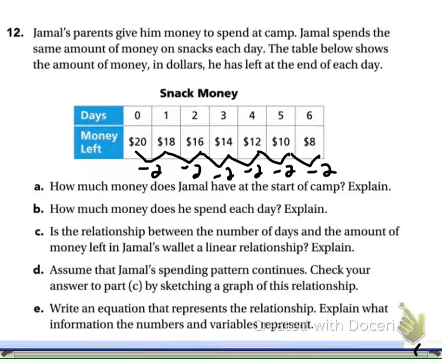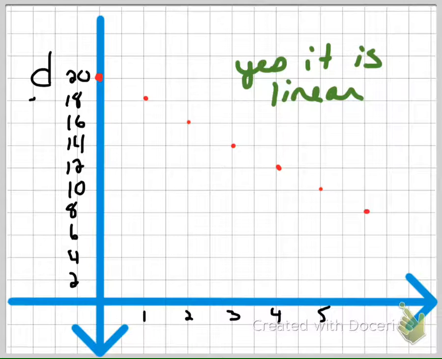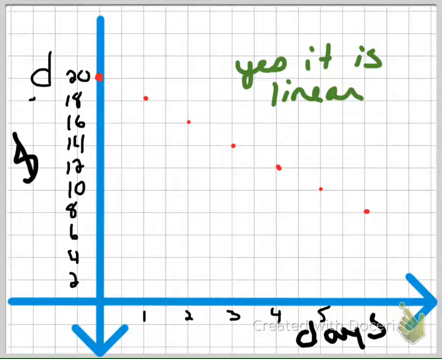And the next one says, assume that Jamal's spending pattern continues. Check your answer to part C, where you said that it was or was not linear, by sketching a graph of the relationship. So, the independent variable goes on the x-axis, and Mrs. Steffen needs to label this. So this was days. And the dependent variable, the amount of money, goes on the y-axis.